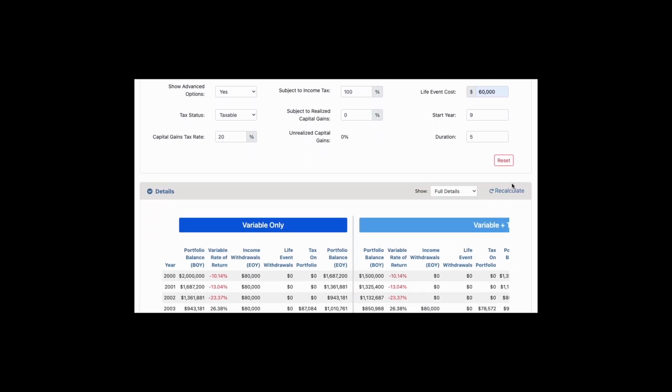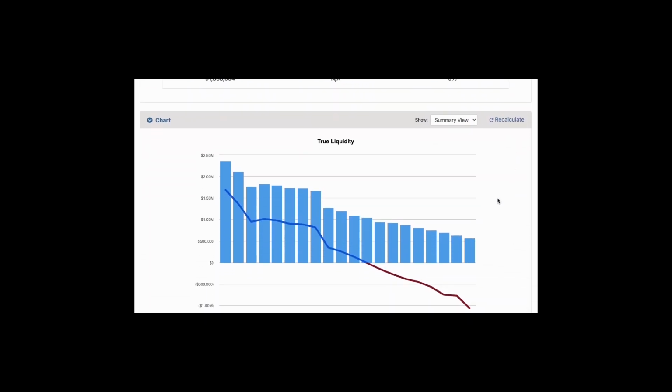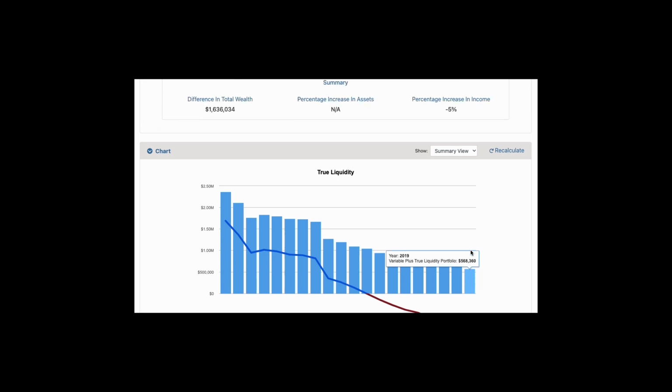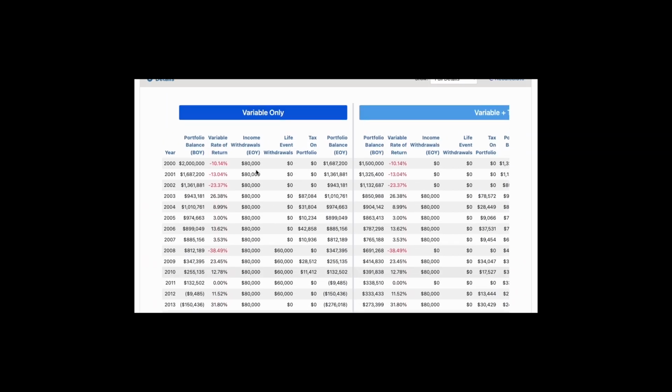But let's see what basically happens in this case scenario if we're able to do that with a life insurance policy. So instead of having this negative $1 million for the retiree, we actually have a positive $568,000. So you can see a difference of $1.6 million just by having in place the possibility of a life insurance policy, if the insured, or if the client, was able to qualify for that.